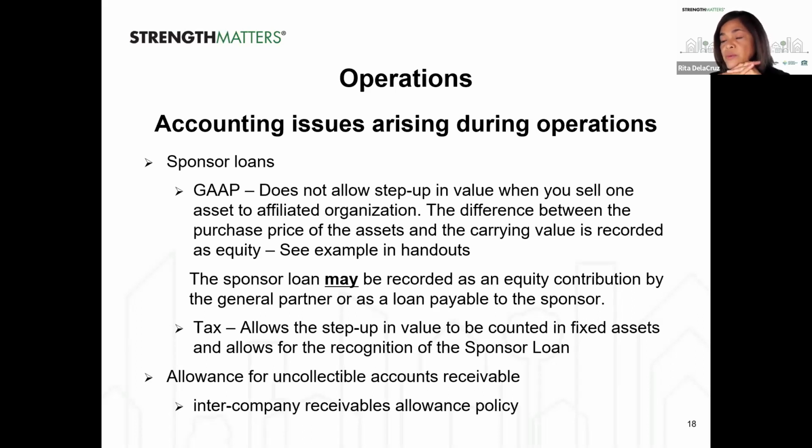So the question would be, what am I going to do with this receivable? Should I provide an allowance for this? And it largely depends on your policy in your organization. If it's a policy to provide for allowance for all receivables, including intercompany receivables, then obviously you would do that. From the consolidated standpoint, when you consolidate all of this financial information, that gets eliminated.